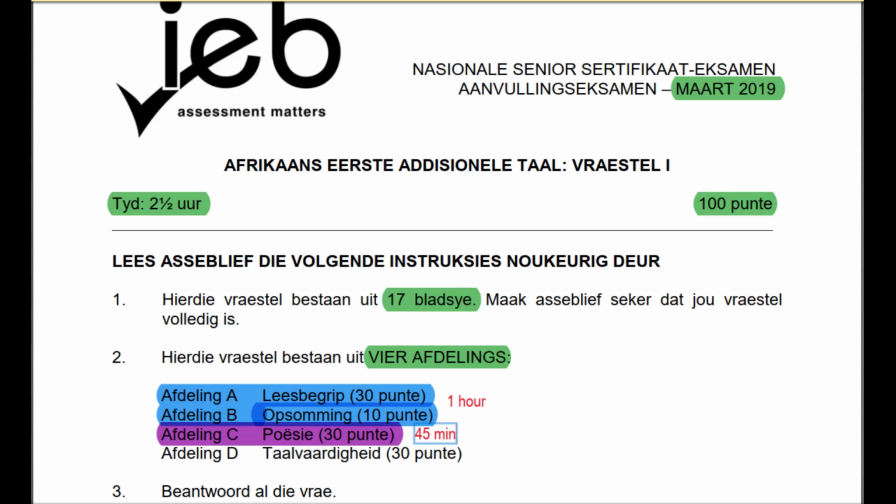Dan kom ons by die laaste afdeling. By die laaste afdeling wil ons ook 45 minute gebruik. So section D we also want to use 45 minutes.